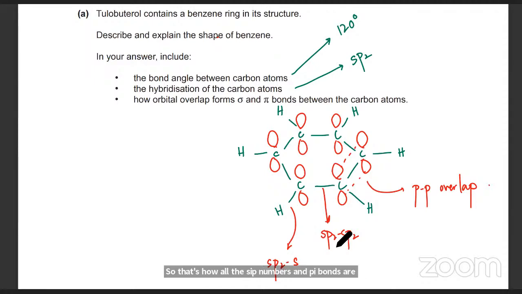There will be 6 sp2 overlaps that are going to happen between the carbon atoms. Then carbon's sp2 orbital will overlap with hydrogen's s orbital, and they would form a sigma bond. And the carbon's p orbitals, they would all overlap and they would form pi bonds. Is that clear? Yes.